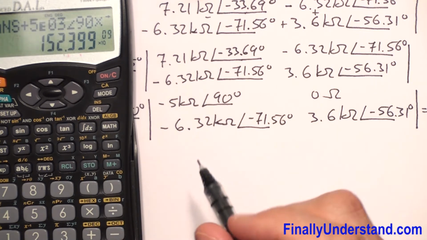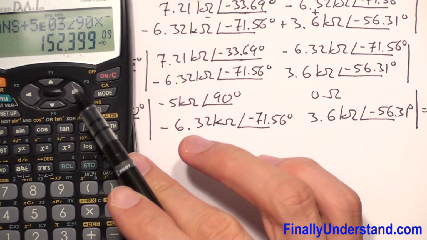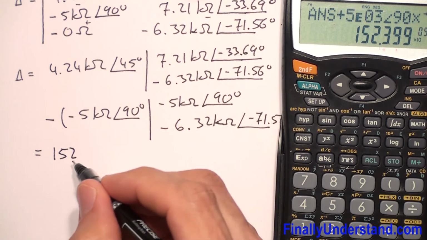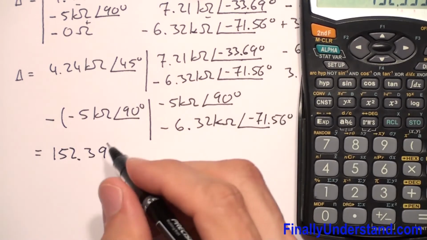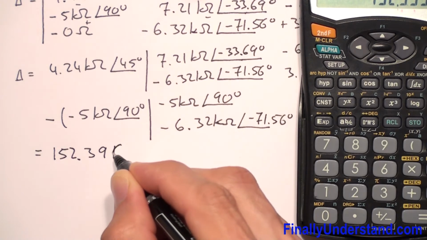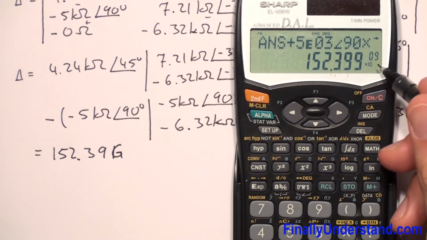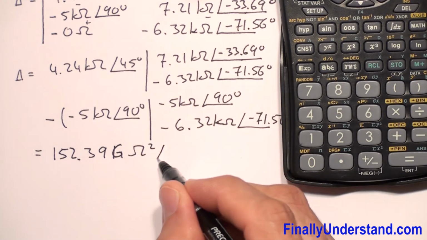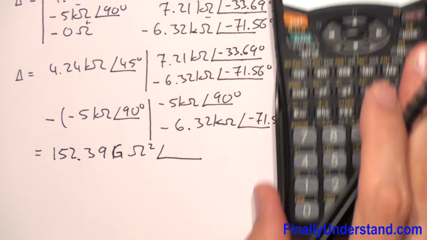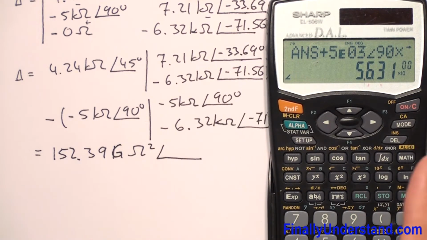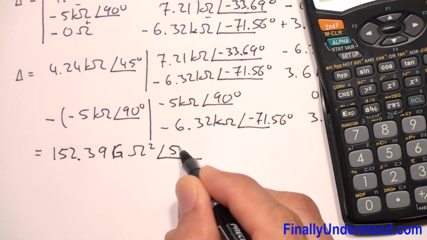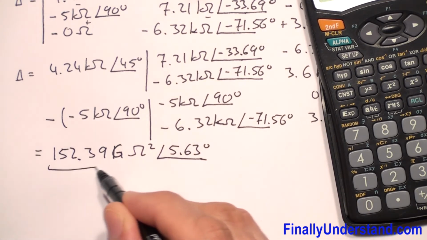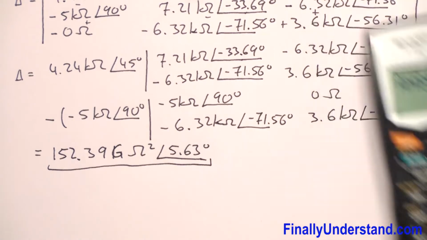This is equal 152.39. So this is 152.39 giga. Okay, because I have exponent 9, so this is giga ohm square, and angle of 5.63 degrees. So this is 5.63 degrees. So this is my delta. Okay, this is my delta.